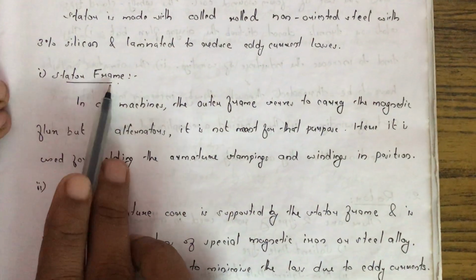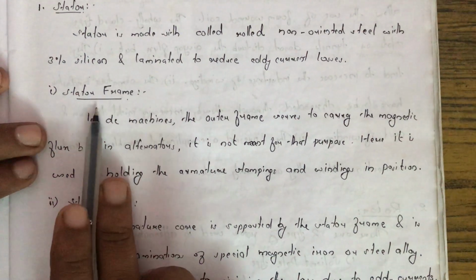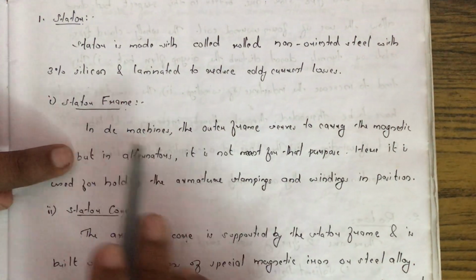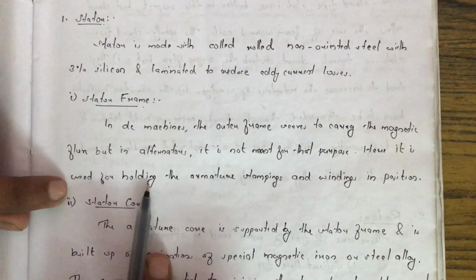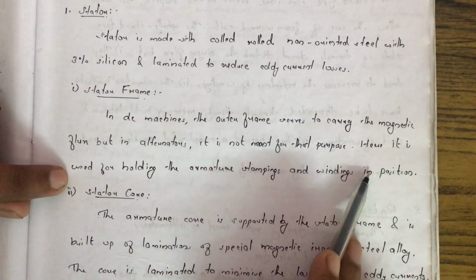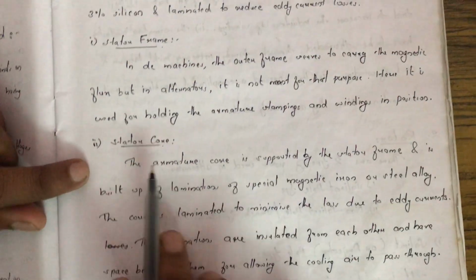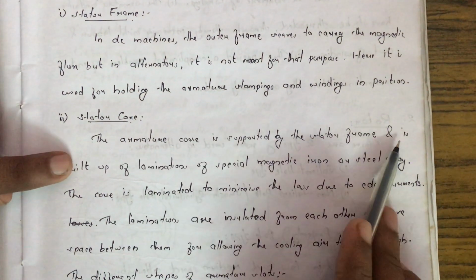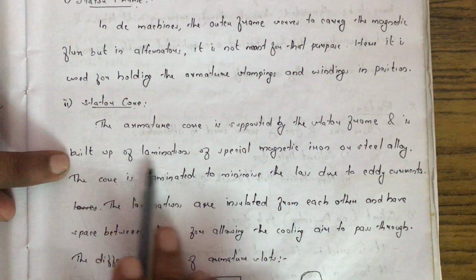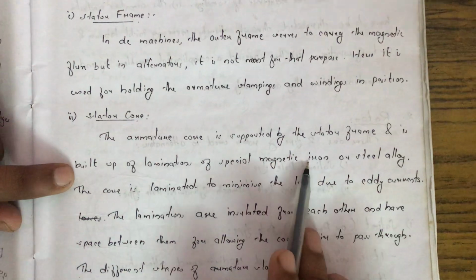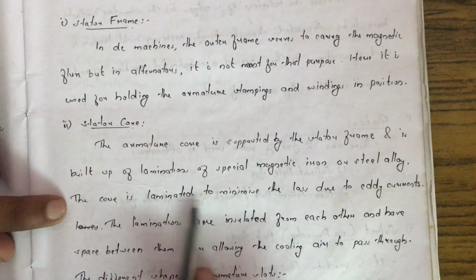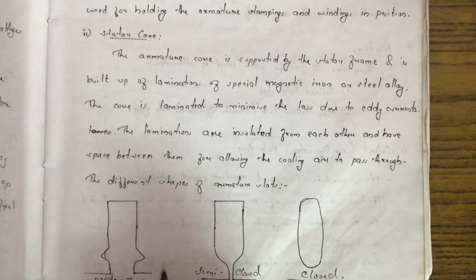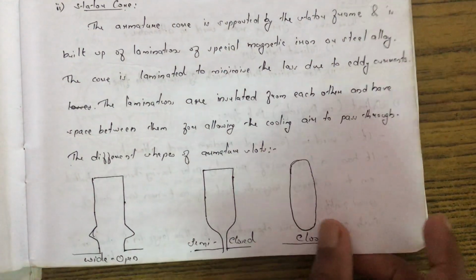The stator again consists of a stator frame and a stator core. The stator frame is nothing but the outer covering of the machine. It is used for holding the armature stampings and the windings in position. And the stator core is used to support the armature conductors. It is built of laminations and made up of magnetic iron or steel alloy. The core is laminated to minimize the loss due to eddy current. So these are the different shapes of the stator core.